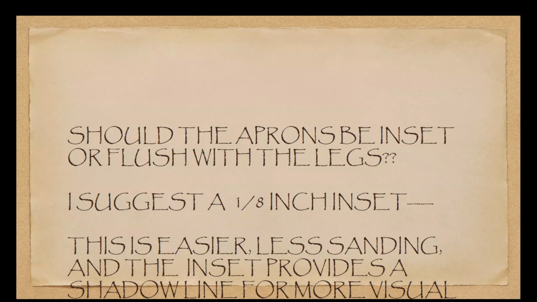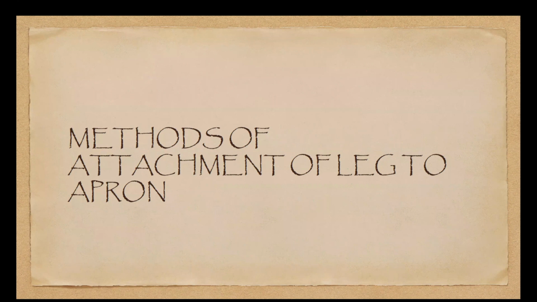I mentioned earlier that the aprons could be inset or flush. I would suggest about 1/8 of an inch inset, which would make it easier to place, be less sanding, and the inset also provides a shadow line or a more visible appearance to the table that we're making.